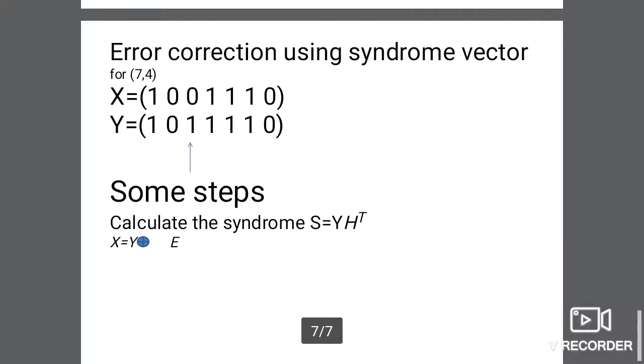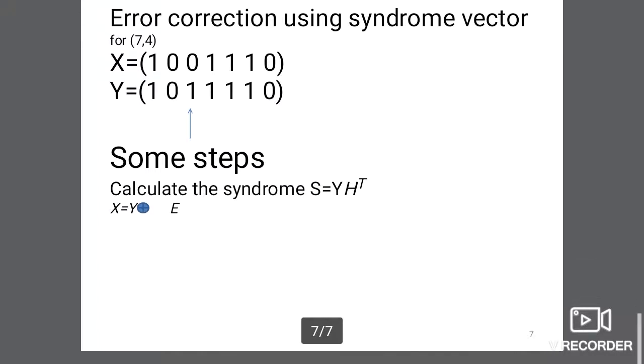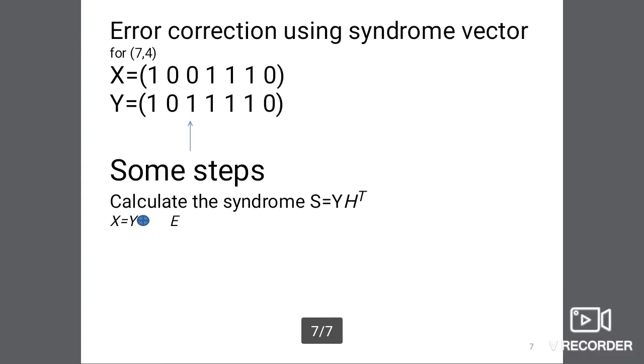For error correction using the syndrome vector, we use a simple example for the (7,4) encoder. Here x is 1001110 and y is 1011110, and the arrow indicates the error. In y the third digit is 1 but in x the third digit is 0.